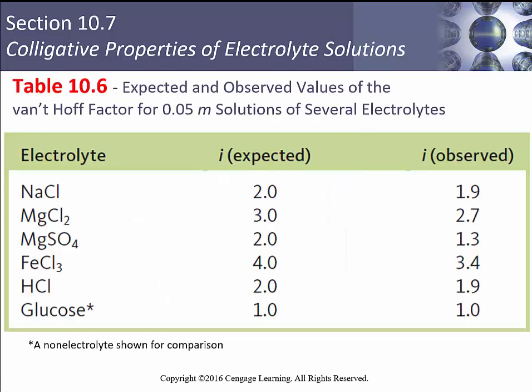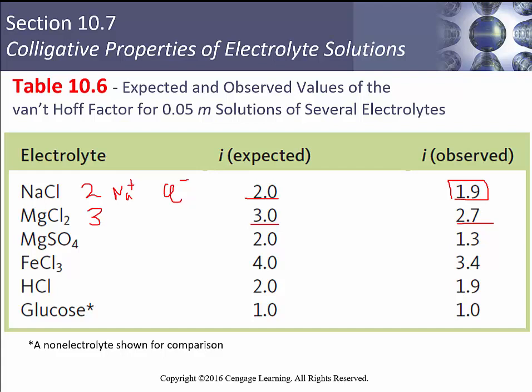Right, so when you look at these i values, sodium chloride is going to break up into 2 things, right? Na+ and Cl−. So you're expecting 2, and it's pretty darn close to that. The van 't Hoff factor would be 1.9. For something like magnesium chloride, where you've got that Mg2+, you'd expect 3, it's a little bit less. And so you notice that all these things are a little bit less because that ion pairing makes them want to act like one thing and not 2 things.